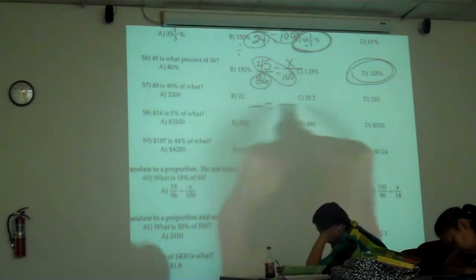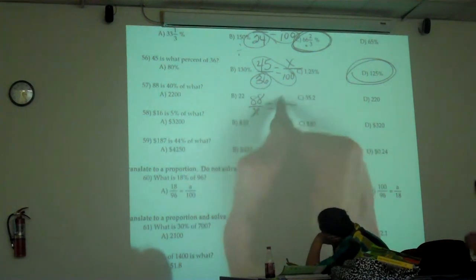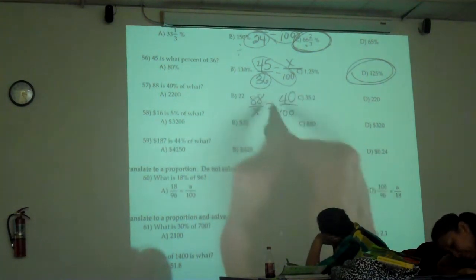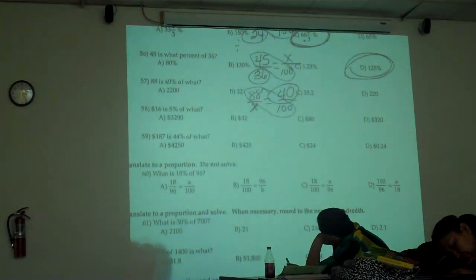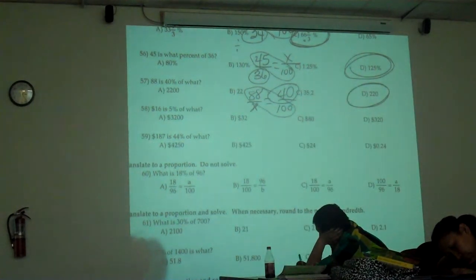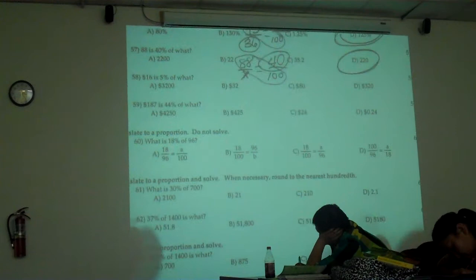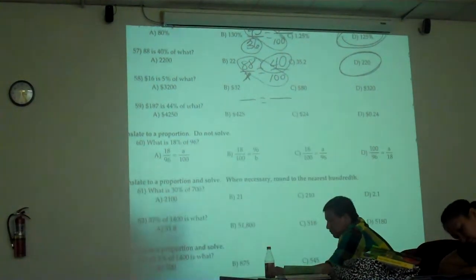Here we have is over of. 88 is of what? We have 40 is our percent. 88 times 100 divided by 40. 220. Are you checking it? Does anybody check to make sure we're doing this right? I am. Okay.